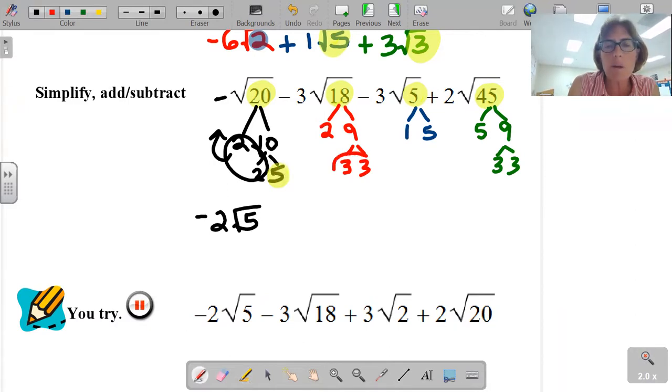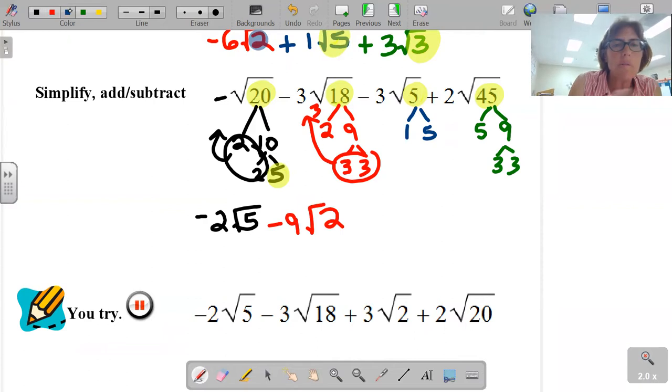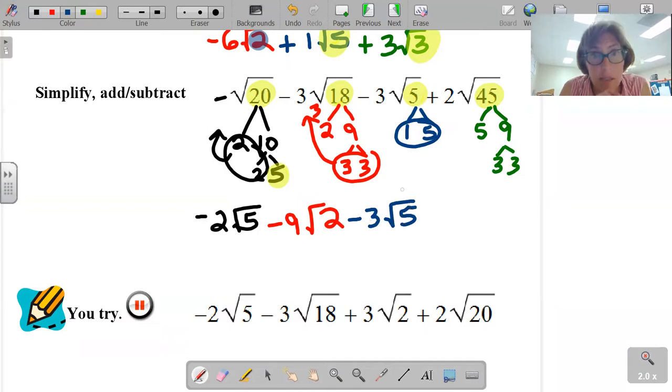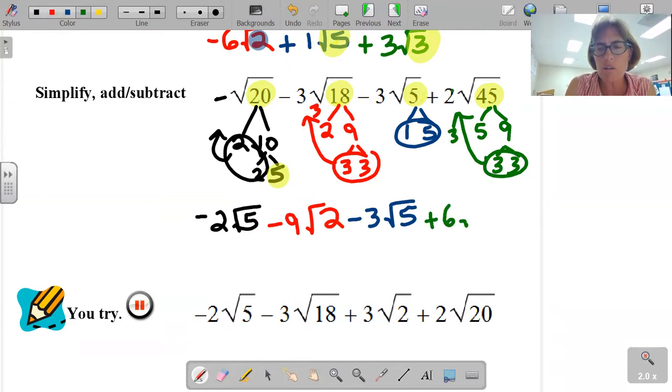Coming over here, I have a pair of 3's. One pair of 3 comes out. 3 times 3 on the outside, that's going to be -9 root 2. There's no pairs here, so it stays -3 root 5. No one goes out because there's no pair. Here we have a pair of 3's. 3 comes out. 3 times 2, that's going to be +6 root 5.